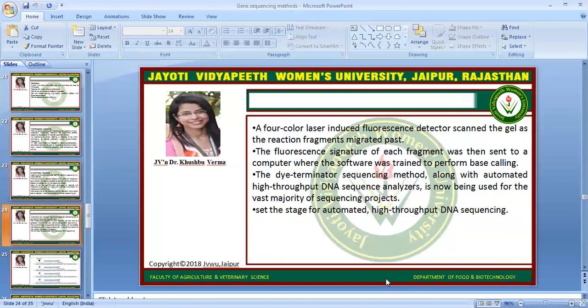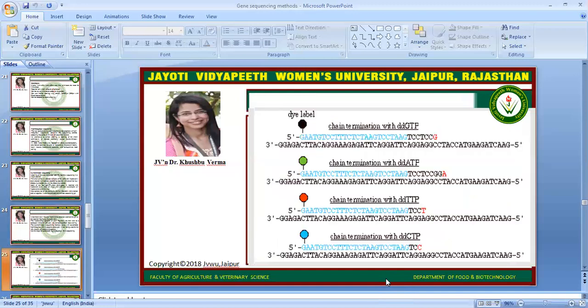A four-color laser induced fluorescence detector scanned the gel as the reaction fragment migrated past. The fluorescence signature of each fragment was then sent to a computer where the software was trained to perform base calling. The di-terminator sequencing method, along with the automated high throughput DNA sequence analyzer, is now being used for the vast majority of sequencing projects. It set the stage for automated high throughput DNA sequencing.